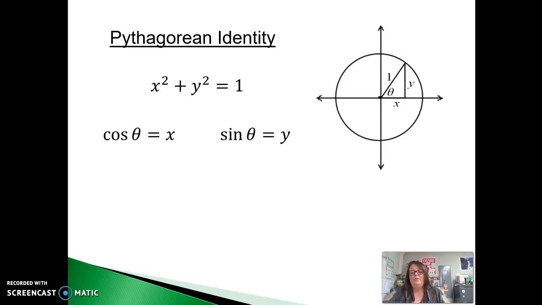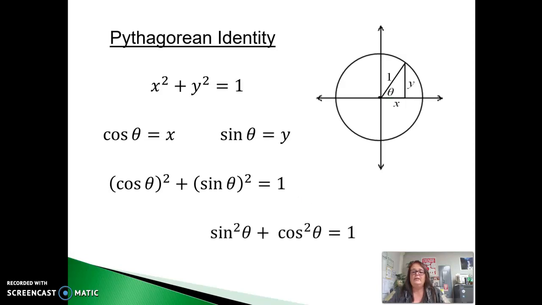And notice now, because it's just like algebra, I'm going to substitute cosine of theta in for x, and I'm going to substitute sine of theta in for y. So that means that I have cosine theta squared plus sine theta squared equal to 1. We can clean this up by saying that we have sine squared theta plus cosine squared theta equal to 1. So this is a huge, big deal, this one. And it leads us to 2 more Pythagorean identities.